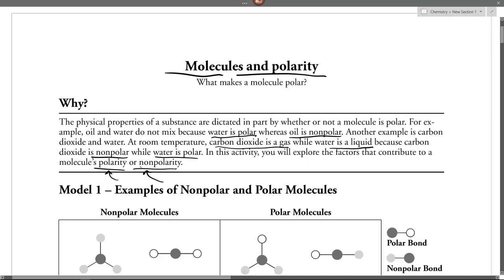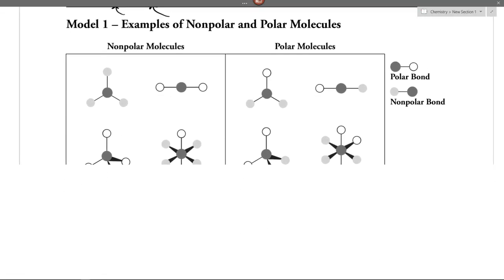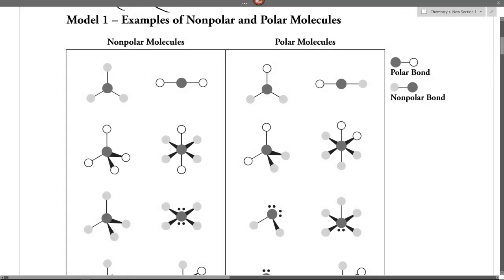So we are going to start off with examples of nonpolar and polar molecules. A wide variety of them here. Here's a bunch here, here's some more over here, and here are the polar molecules over here. These are all polar molecules, and here's how we tell the difference between these things. We have to know how the polar bonds or nonpolar bonds are arranged so that we can determine what they are.